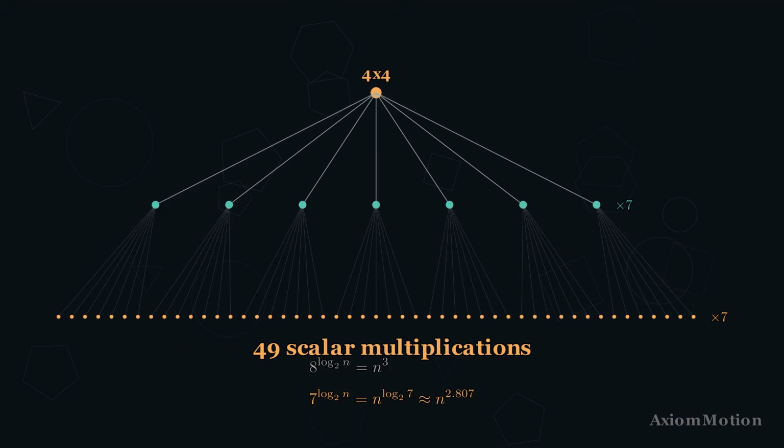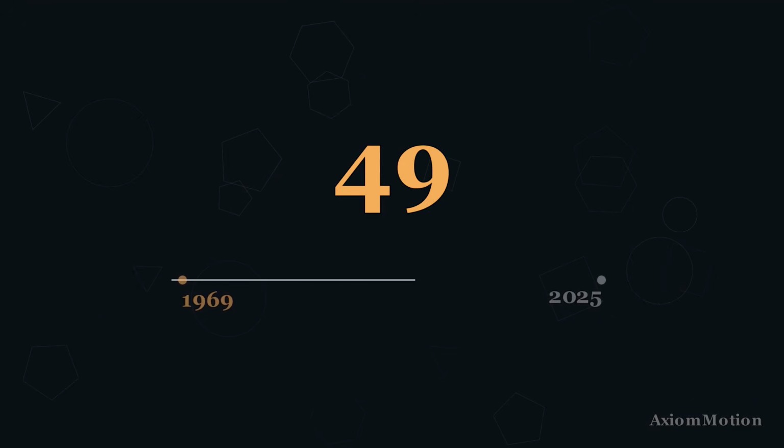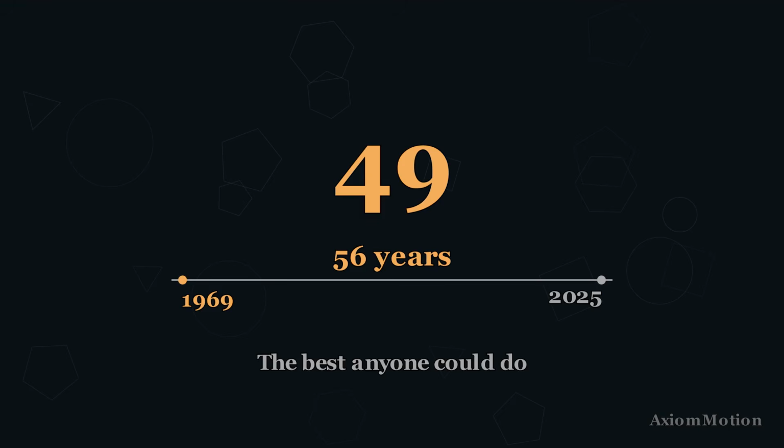You can see this as a recursion tree. At the top level, 7 branches. Each branch spawns 7 more. The total number of multiplications grows as 7 to the power of the recursion depth, instead of 8 to the power of the depth. That difference between 7 and 8 is why the asymptotic complexity drops from n cubed to approximately n to the 2.807. For the specific case of 4 by 4 matrices, this gives exactly 49 multiplications. And for 56 years, 49 was the best anyone could do.